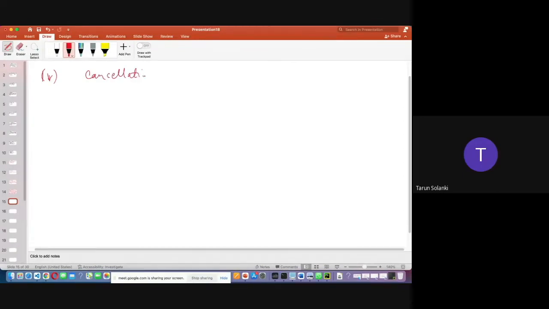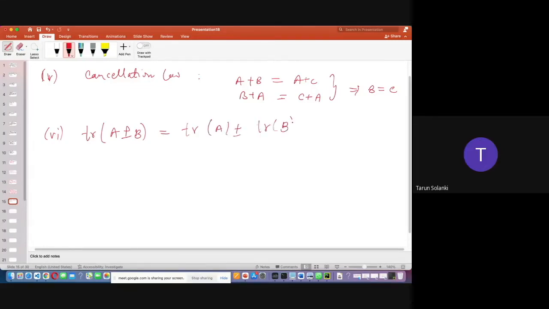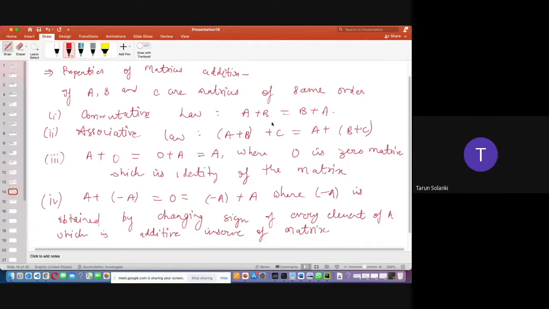Next law is cancellation law. That is A plus B is equals to A plus C, and B plus A will be C plus A. That is, B is equals to C. And the last is transpose of A plus B is transpose A plus transpose B. Okay. So you can make a note of all this.